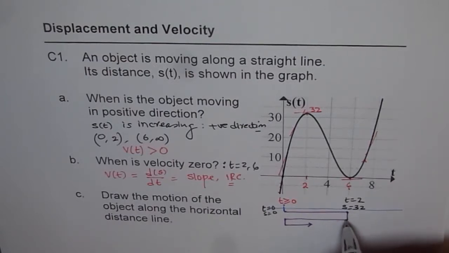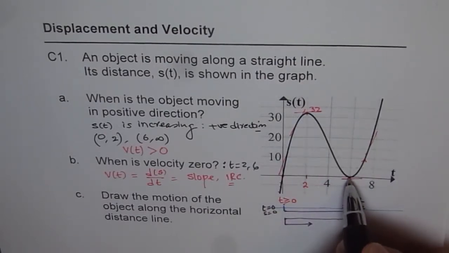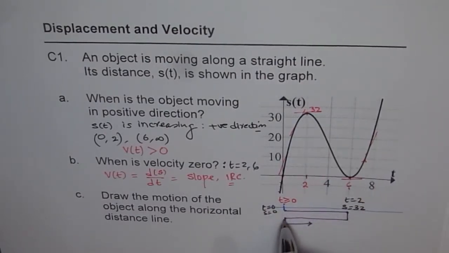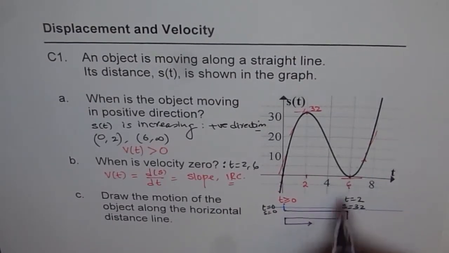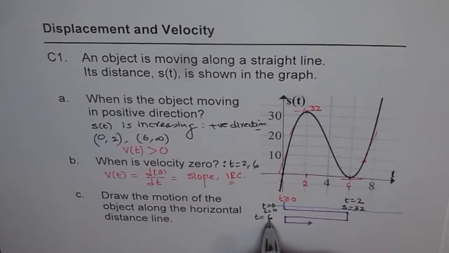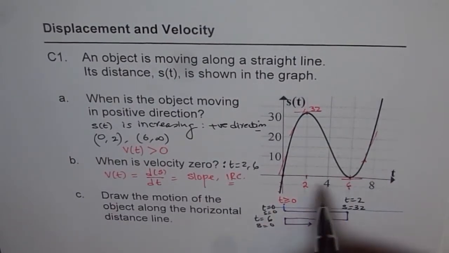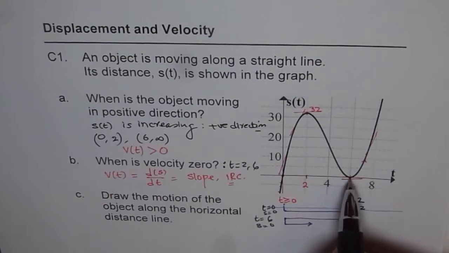And we also found this is the turning point. At every turning point the velocity is going to be 0, right? The object turns, so that is the turn. At this time it goes back to the initial position, and the time is 6. So t is 6, and the displacement s is again 0. So the object returns to its initial position.